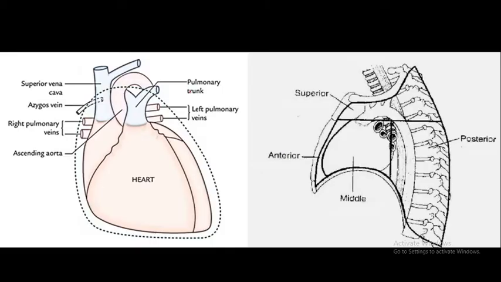Okay, so these are the contents of the middle mediastinum, that is the heart along with its pericardium and other structures which are related to the heart itself. Now this is again one more diagram which is showing the division of the superior and inferior mediastinum. Inferior again divided into the anterior, middle and the posterior here.